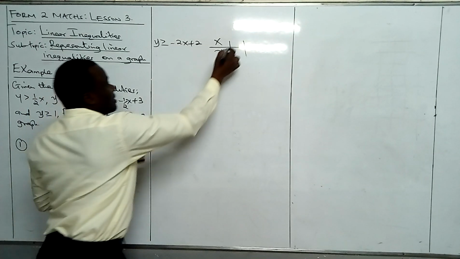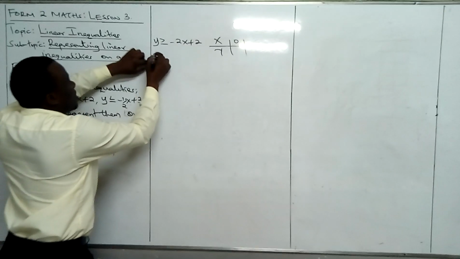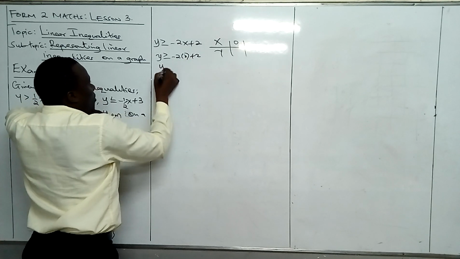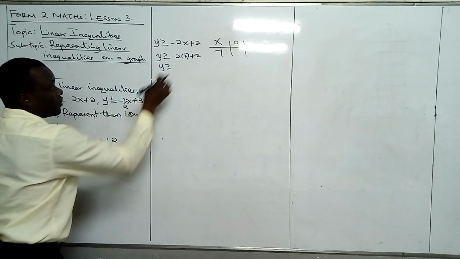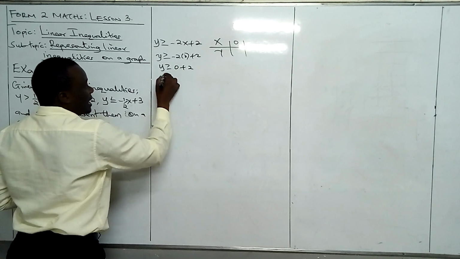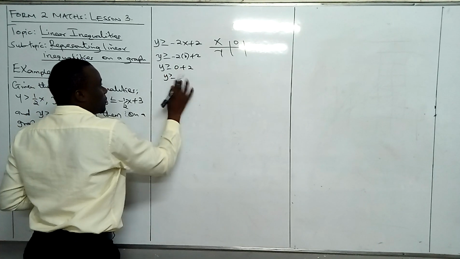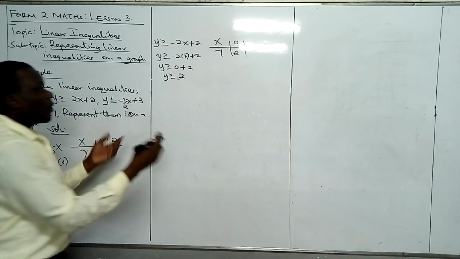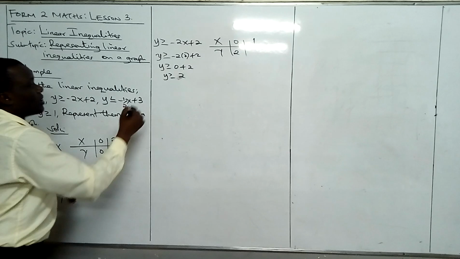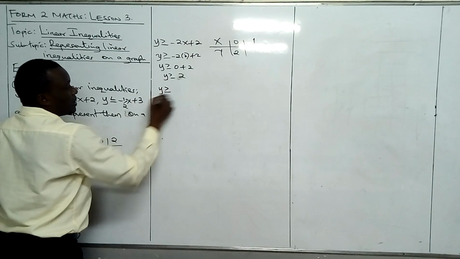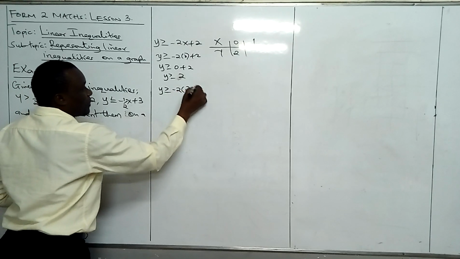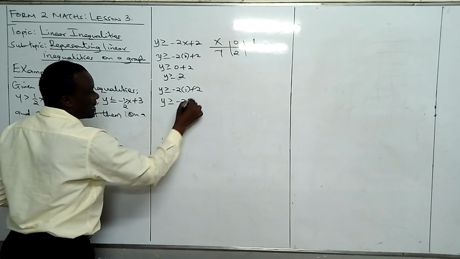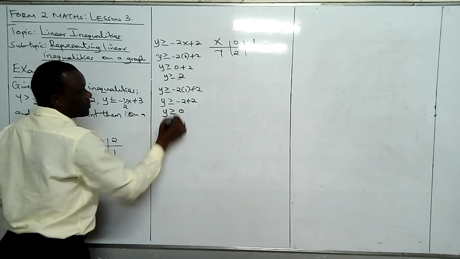So what if x is 0? In that case, y will be y greater than or equal to minus 2 times 0 plus 2. y greater than or equal to minus 2 times 0 is 0, then plus 2. That means y is greater than or equal to 2. Therefore, that is 2. So what if x is 1? So we will say y will be greater than or equal to minus 2 times 1 plus 2. y greater than or equal to minus 2 plus 2. y greater than or equal to 0.